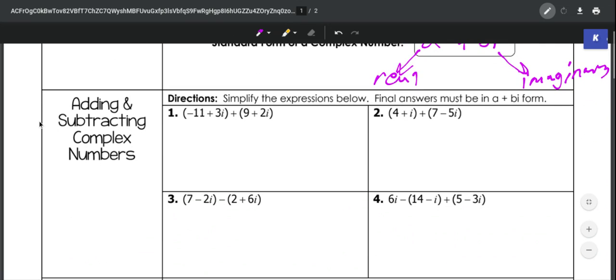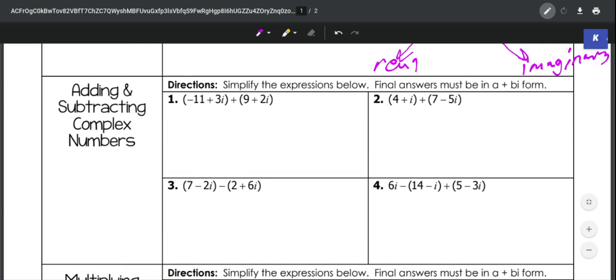So let's look at adding and subtracting complex numbers. So our final answer is always our real number first and our imaginary number second, or the i term is second. So if we look at number 1, we've got negative 11 plus 3i plus 9 plus 2i. So if I were you, I would go through and underline my like terms. I know negative 11 plus 9 is negative 2. Those are like terms. Our i terms are also like terms. We've got 3i plus 2i. So that's going to give me 5i.